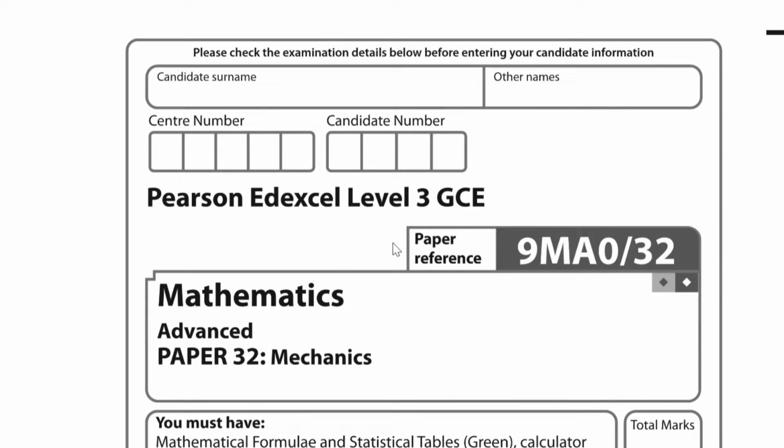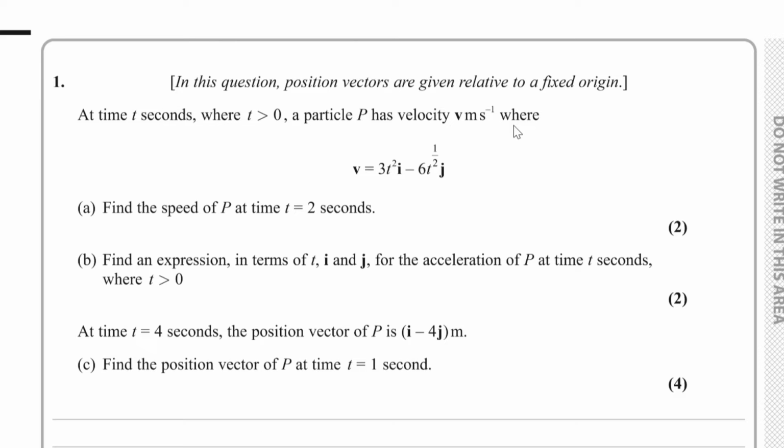This is the EdExcel A-Level Maths Paper 3 covering the mechanics section, and this is from the 2022 series. Question number 1. At time t seconds, where t is greater than 0, a particle P has velocity v meters per second, where v equals 3t squared i subtract 6t to the 1/2 j. For part A, we have to find the speed of P at time t equals 2 seconds.